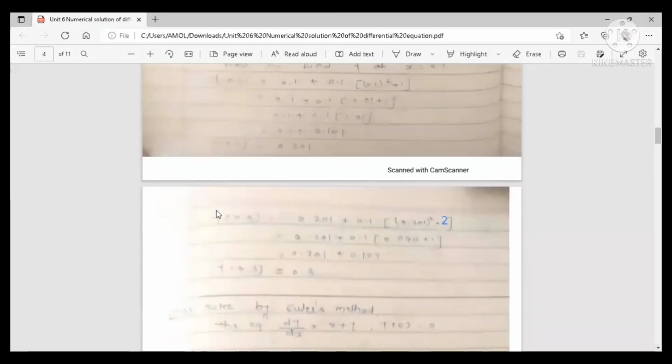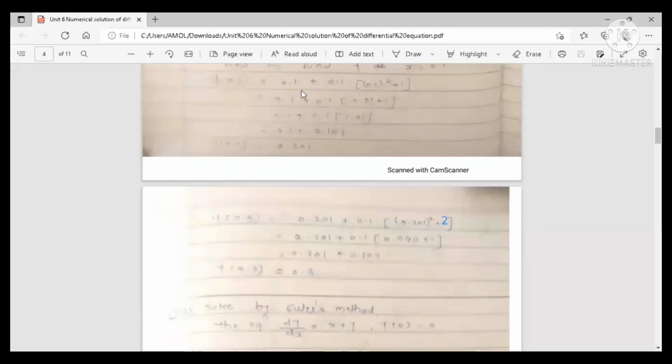So this is the second step. y of 0.2 is equal to y1 plus h into f of x1, y1. y1 is your 0.1, plus h which is 0.1, times the bracket f of x1, y1, that is y1 square plus 1. What is y1? y1 is 0.1, so it is 0.1 square plus 1. Simplify it, and you will get y of 0.2 is equal to 0.201. And so on. The next is y of 0.3. Find y of 0.3, which means y2 plus h into f of x2, y2.